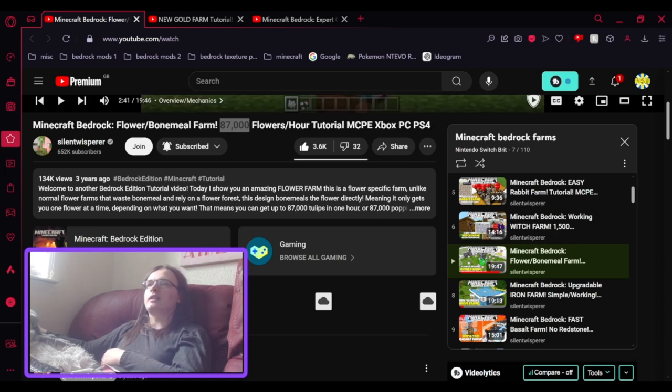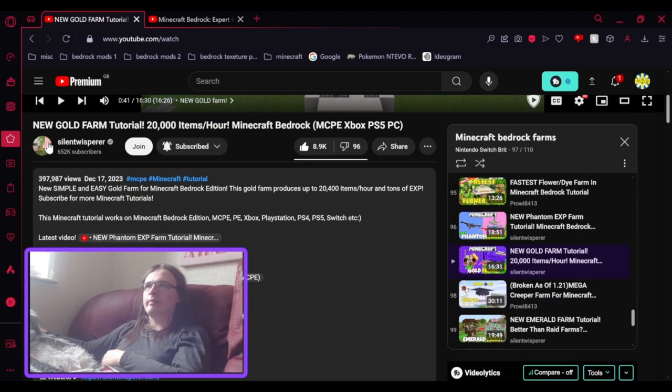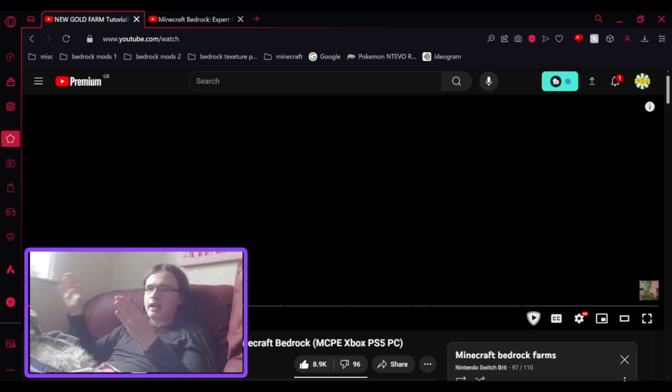But yeah, on to the second best essence farm in Minecraft, and that is a gold farm. The gold farm from Silent Whisperer. So this one was a bit more complicated to work out. According to Silent Whisperer, it produces 2,000 gold ingots per hour, which is 272,000 essence per hour, just for the gold ingots, bear in mind.